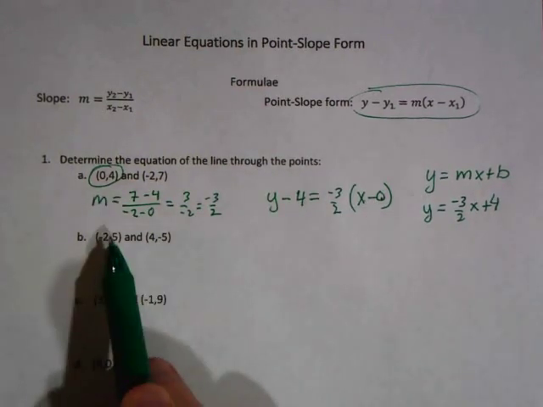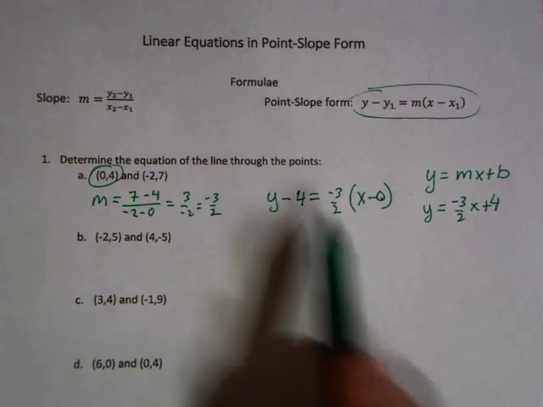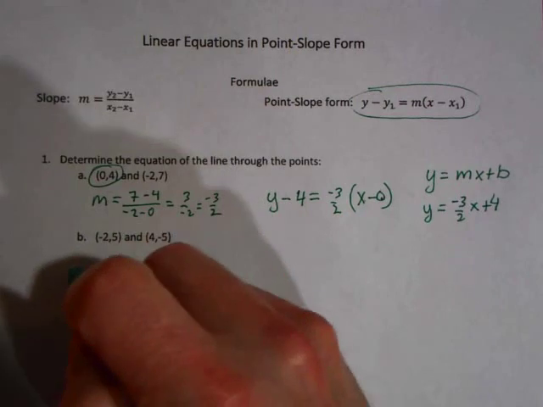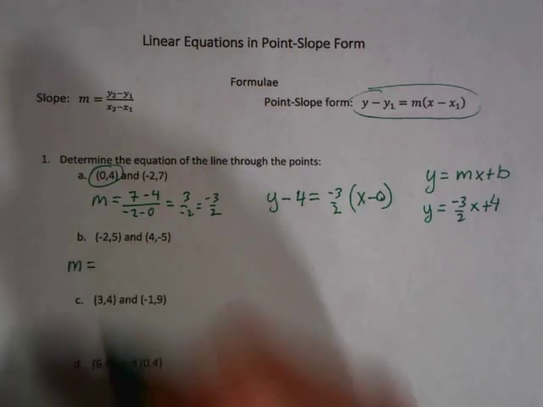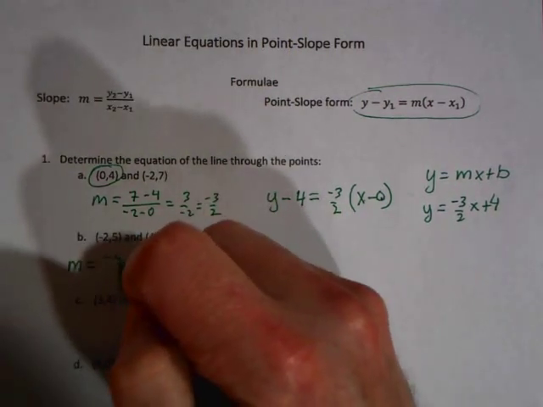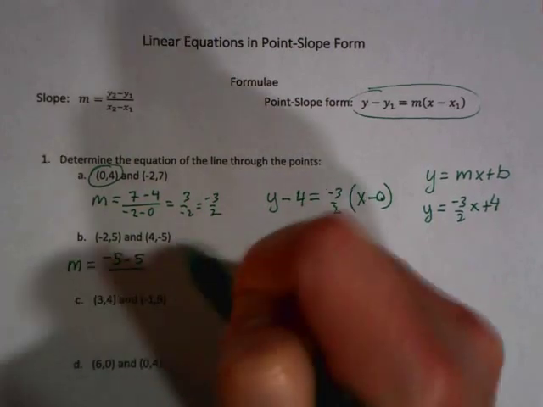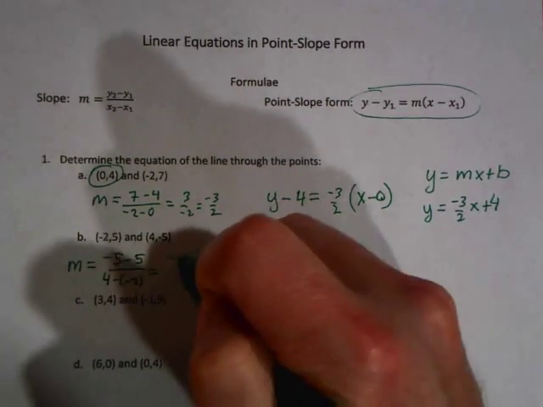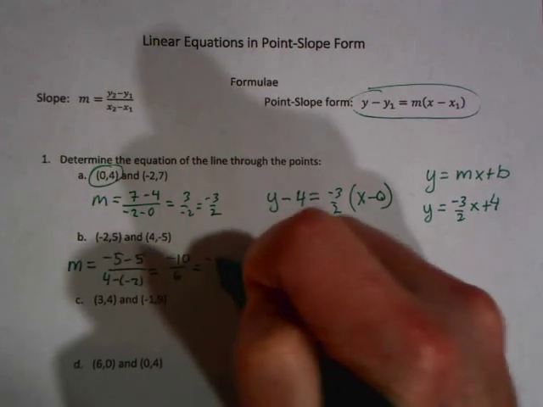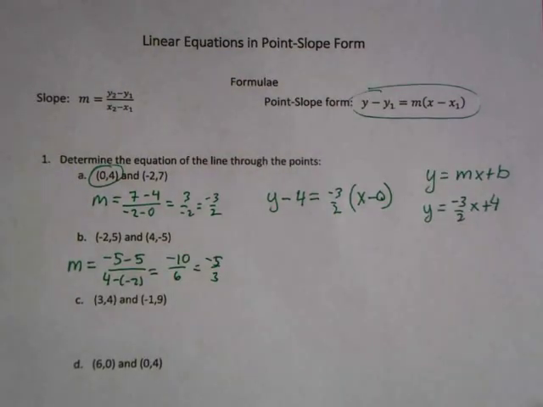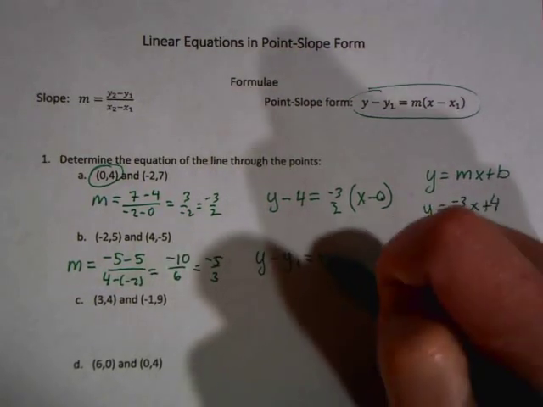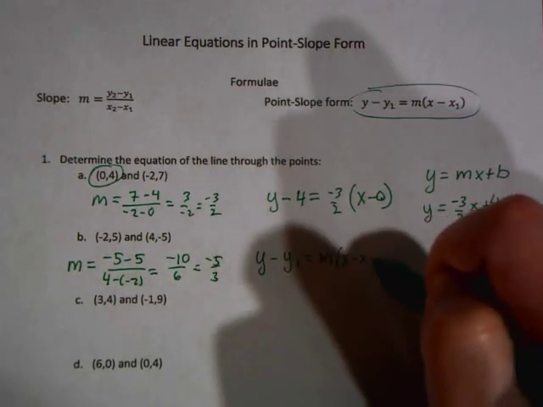For problems B and C, my opinion is that this technique is better. So let's take a look at how that works. M equals negative 5 minus 5 divided by 4 minus negative 2. That's negative 10 over 6, which is negative 5/3. And then again, I'm just going to use this formula, y minus y1 equals m times x minus x1.